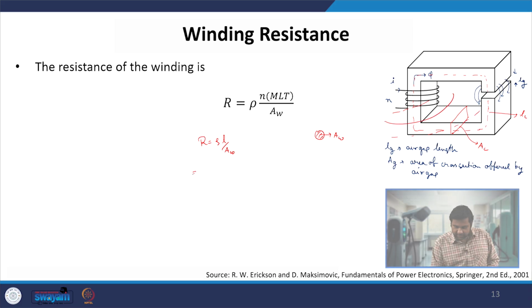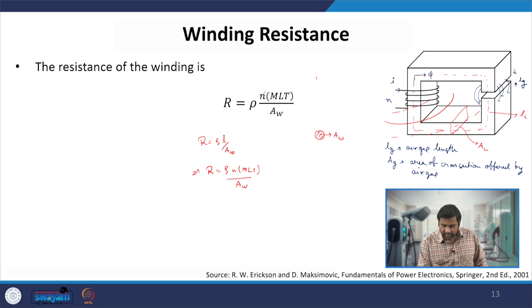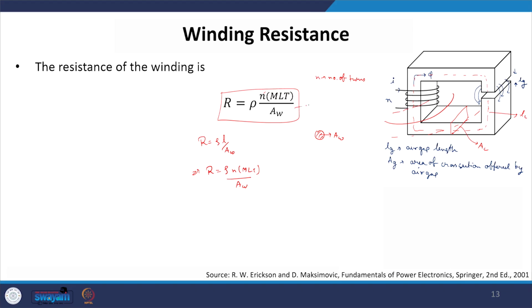We can then write this resistance R to be N times R, which is rho times N times MLT divided by AW. Here N is the number of turns. So we can calculate the mean length per turn and then multiply it by N, the number of turns, and that gives us the overall resistance of the winding.